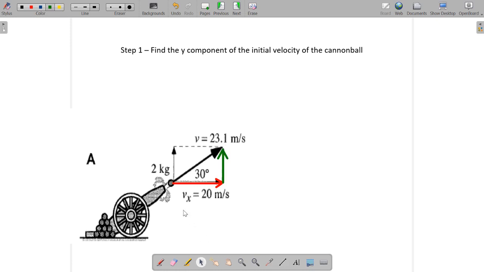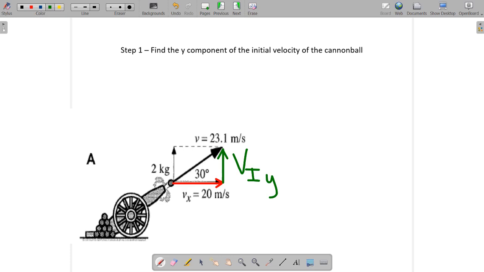Now, if you notice, they gave us the initial velocity in the x direction. They told us the cannonball was moving at 20 meters per second the moment it was launched. They also gave us the velocity along this hypotenuse here, which is 23.1 meters per second. So the question is, what is the initial velocity in the y direction? How do we solve for this vector in green? Well, it's easy, because if you look at that vector, you will notice that it's opposite that angle of 30 degrees, which means we need to use our sine function, because the sine of some angle theta is equal to opposite over hypotenuse.